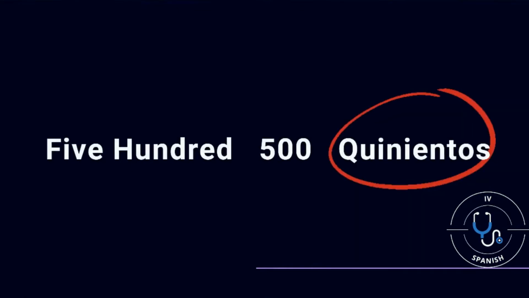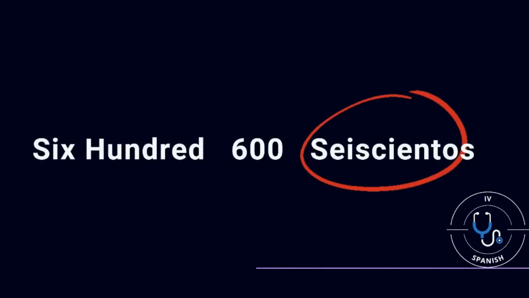It comes from a derivative of a Latin word that means 100 5 times. So this is actually one of the only exceptions when it comes to counting. Quinientos, 500. Now let's proceed to 600. We're back to the formula. Seiscientos.